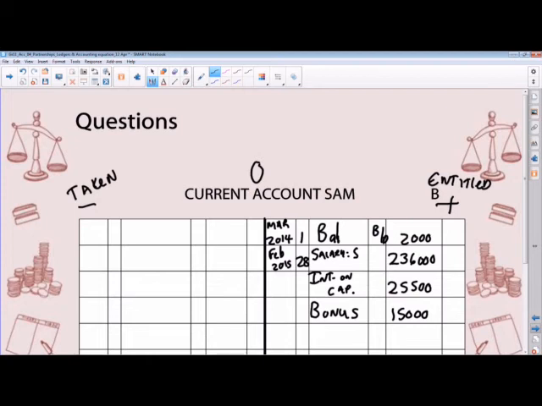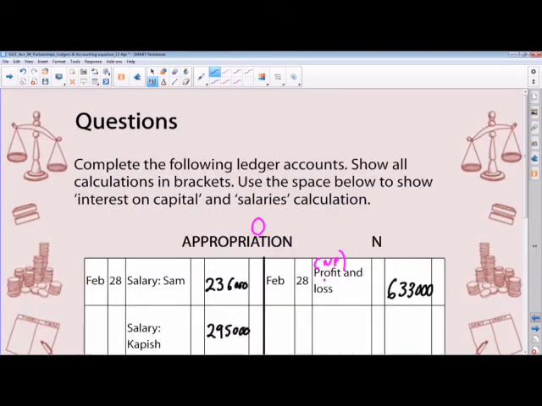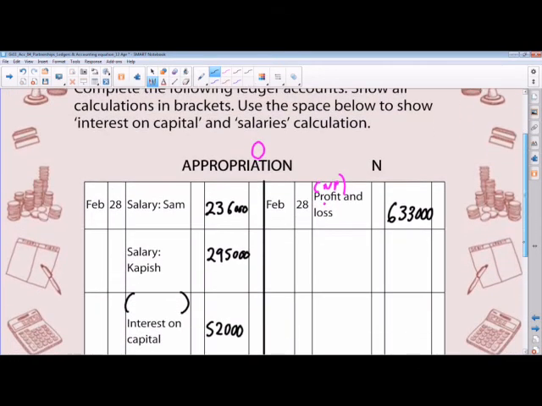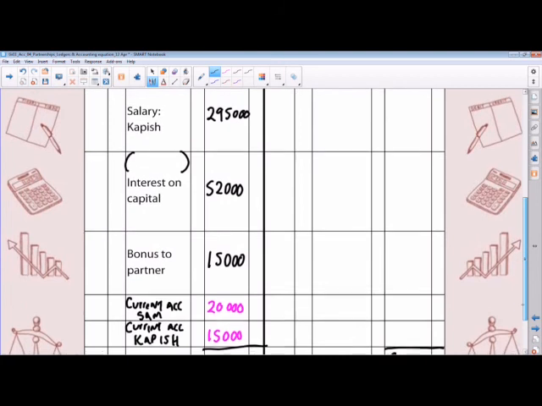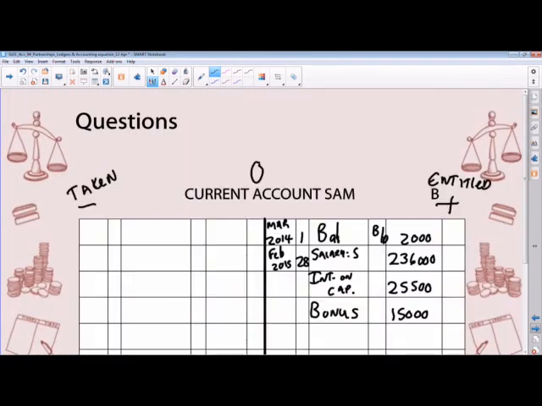Now let's give him his remaining profit. So let's go back to appropriation. And remember, we calculated his remaining profit for current account Sam, his share in remaining profit was 20,000. So let's fill that amount in. So 20,000, which obviously came from appropriation.